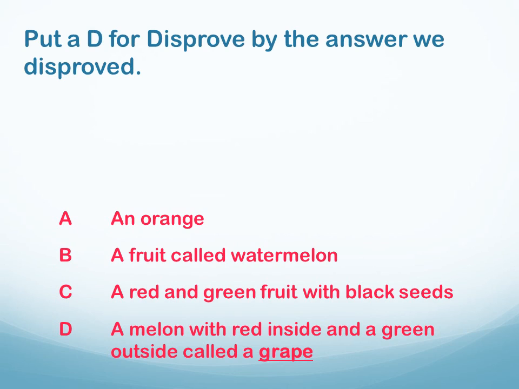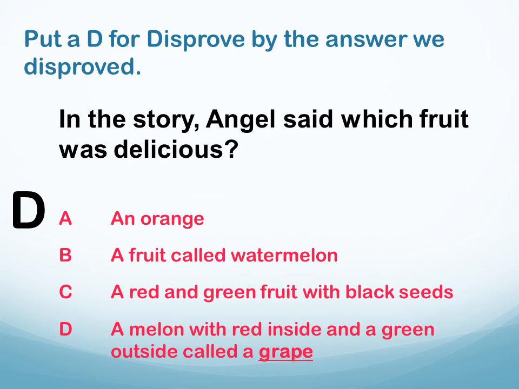Put a D for disprove by the answer you disprove, because we can disprove it. So there you go. You're going to mark a D by your answer choice that you've disproved. Let's read the question again. In the story, Angel said, which fruit was delicious? The next answer choice in line is a fruit called watermelon.